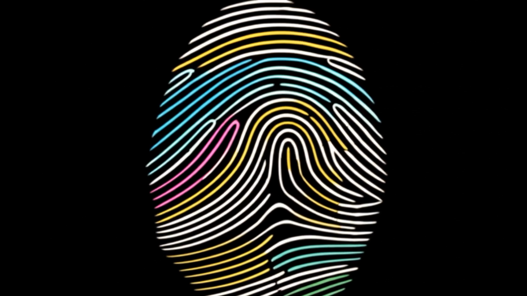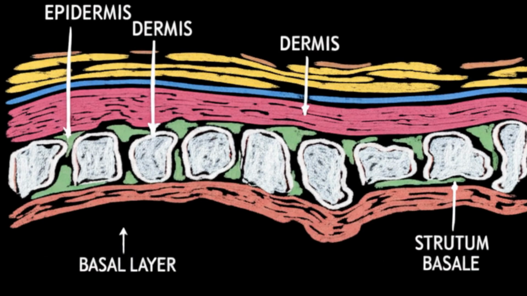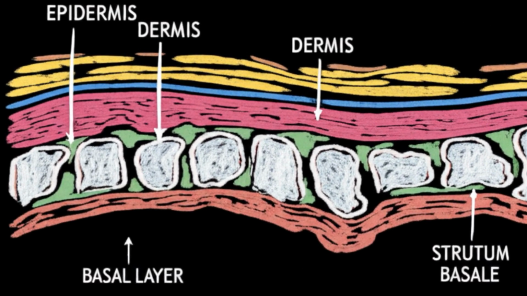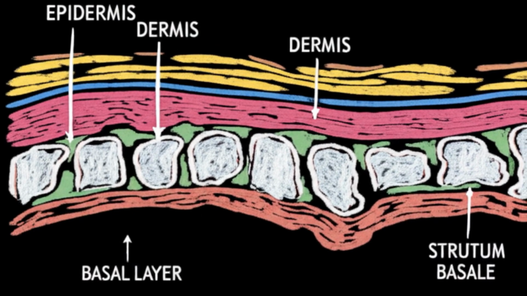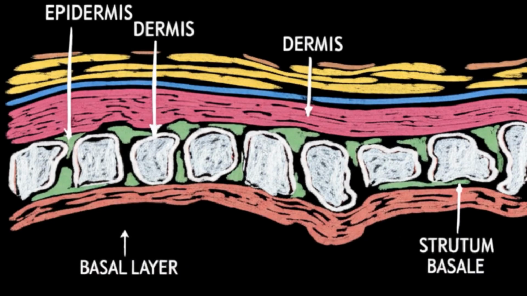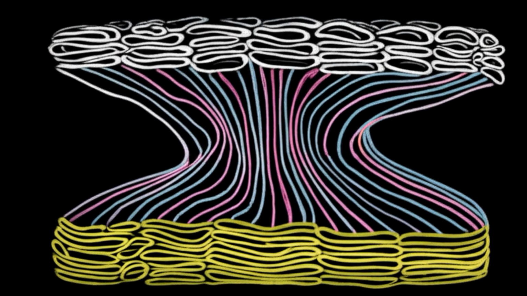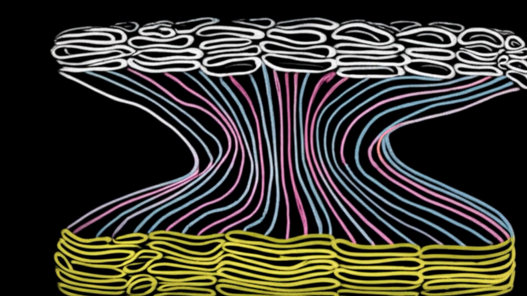The genetic code doesn't contain a blueprint for the final pattern. Instead, it provides a set of rules for a self-organizing system. It all starts in an embryonic battle space just a few cell layers thick, at the interface between your developing epidermis and the deeper, supportive dermis. Sandwiched between them is the stratum basale, a single layer of stem cells furiously dividing.